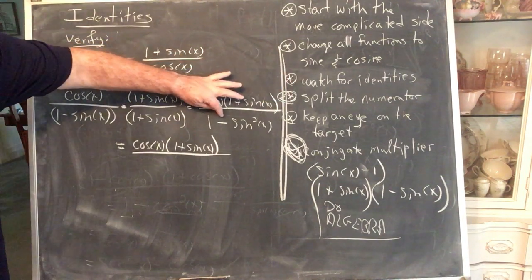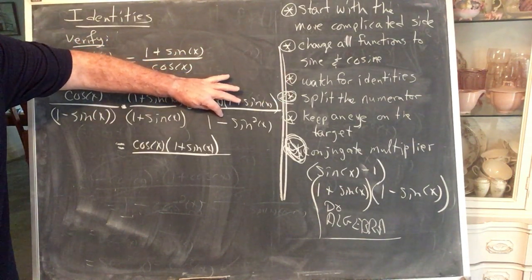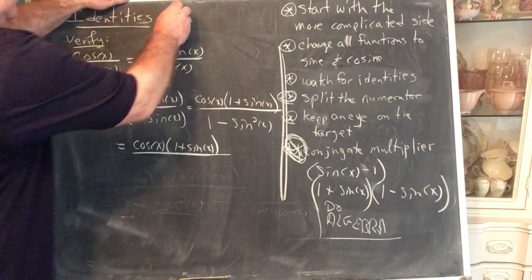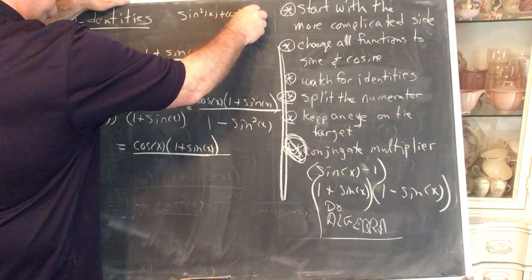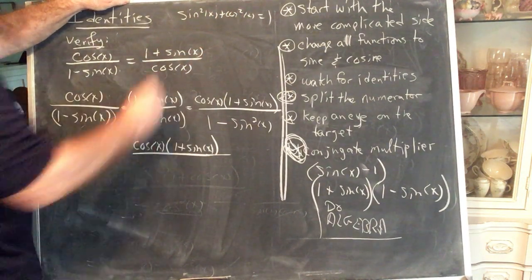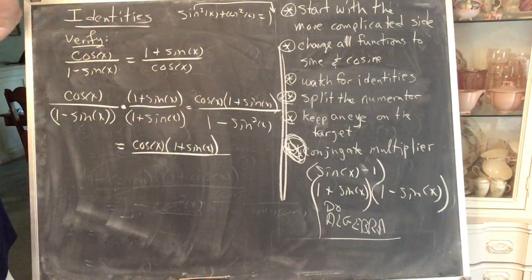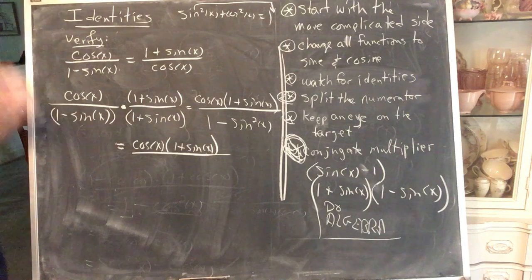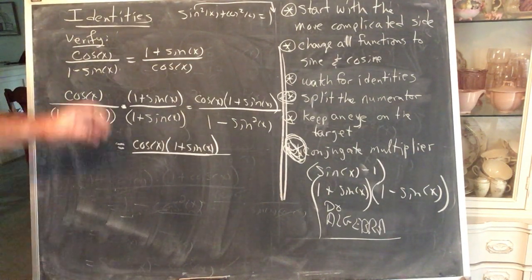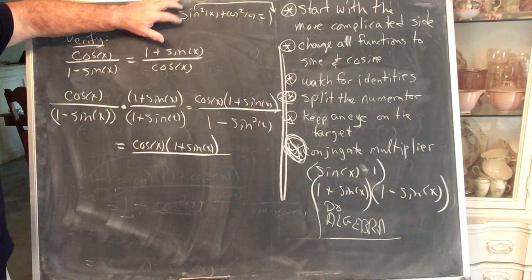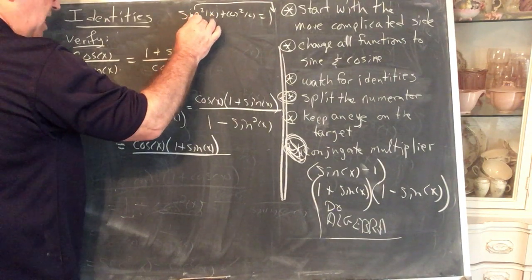Watch for identities. Does that smell familiar? Do you remember Pythagoras? The fundamental Pythagoras says sine squared plus cosine squared is equal to 1. But if you subtract the sine squared, remember we had alternate forms for that basic identity? That's why you need to know them. That's why they need to be at your fingertips, so that when you need this, you actually have it. You don't need to go rummaging around.